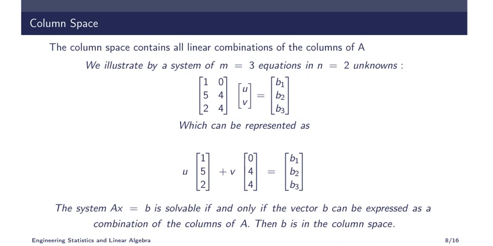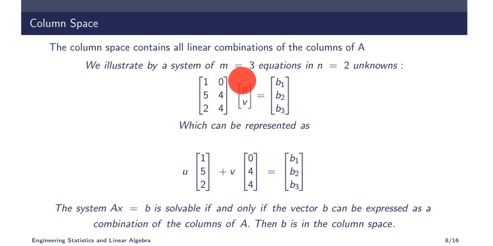Now we will define a new set called a column space. The column space contains all linear combinations of the columns of A. If you have a matrix A, which is the representation of Ax equal to B, a system of linear equations, what is A here? This is A, this is X, this is B.